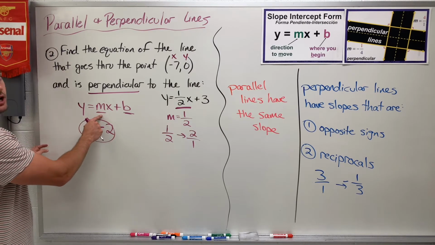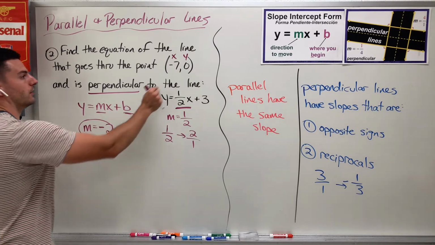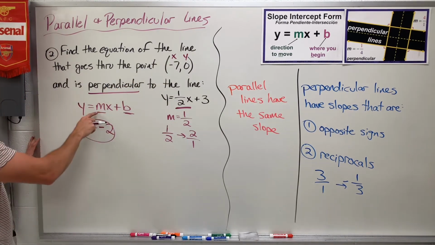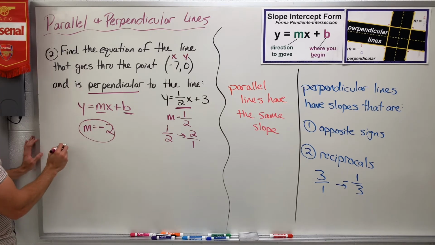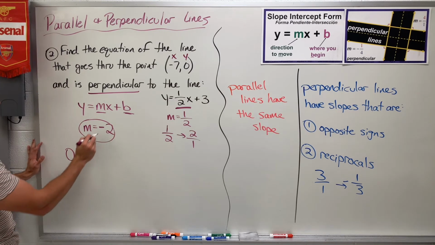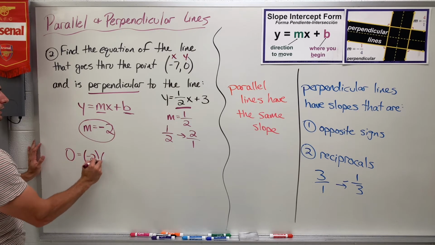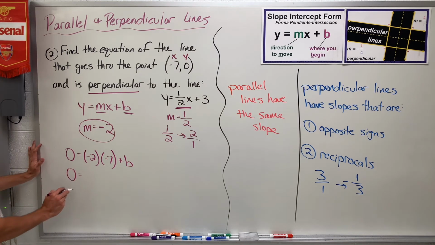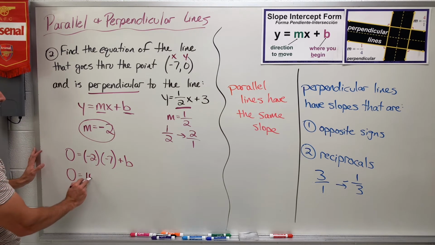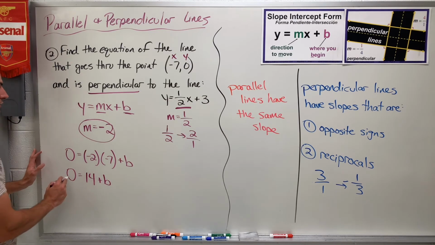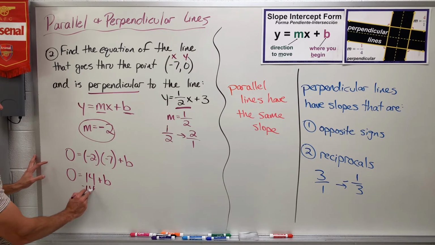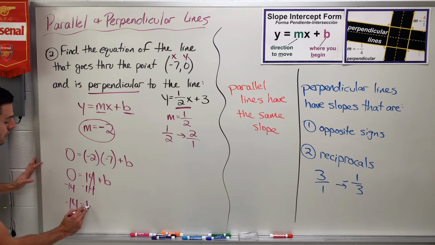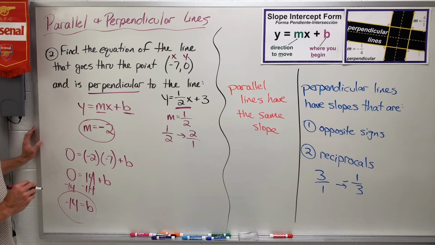So negative 2 is going to go in for m, but again, I need to do that process of plugging it in here. 0 in for y, negative 7 in for x, negative 2 in for m, just like we've done, okay? So 0 equals negative 2 times negative 7 plus b. And negative 2 times negative 7 is positive 14. So 0 equals 14 plus b. I minus 14 from both sides. So 0 minus 14 is negative 14. So negative 14 is my b value, okay?